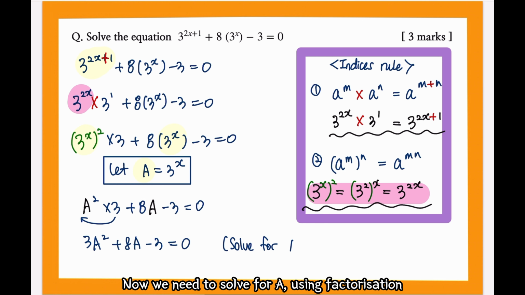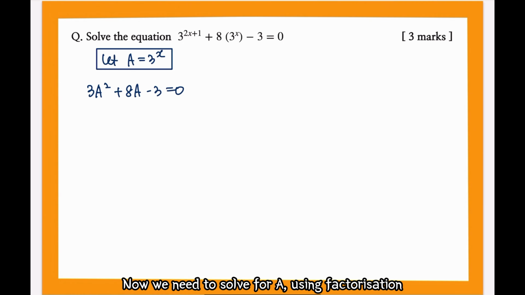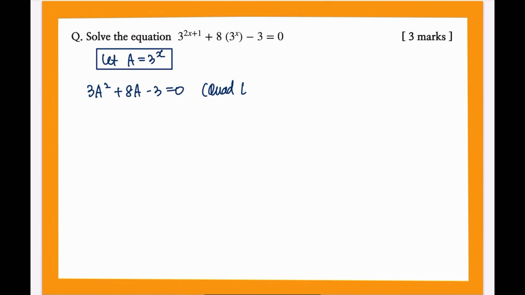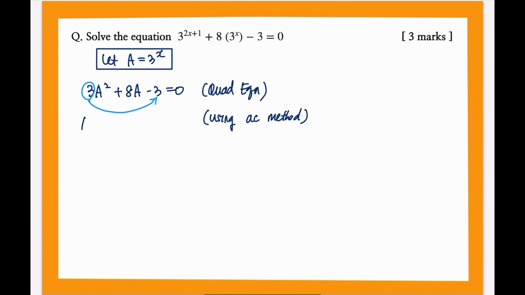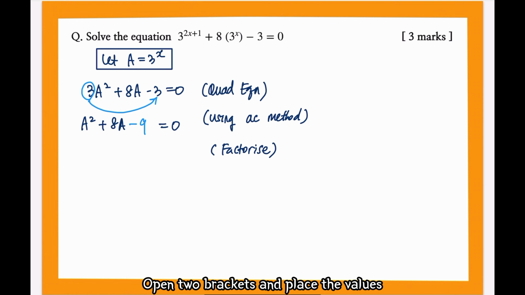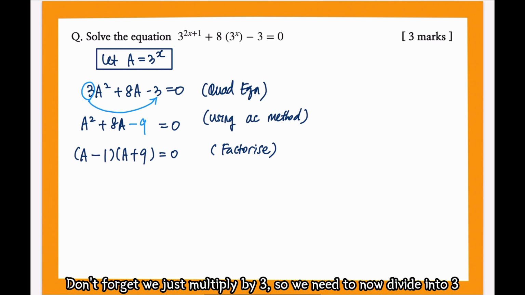Now we need to solve for a using factorization. Since the coefficient of a squared is not equal to 1, we'll use the AC method. Multiply a and c and rewrite the equation: a squared plus 8a minus 9 equals 0. Now it's easy to factorize. Open 2 brackets and place the values. Don't forget we just multiplied by 3, so we need to now divide by 3.